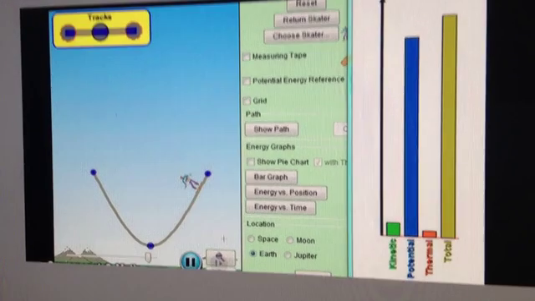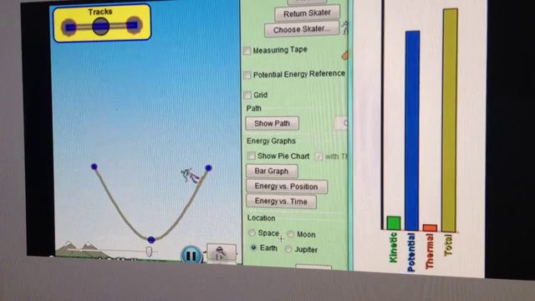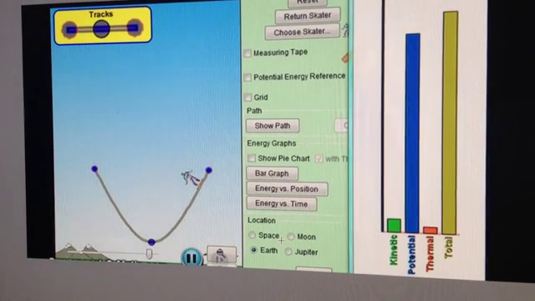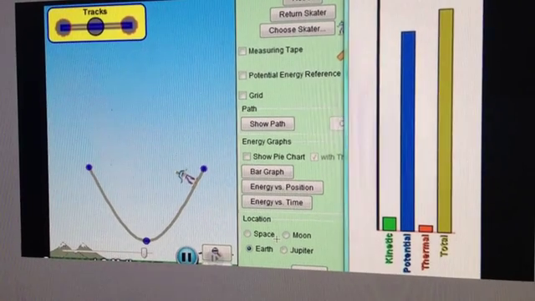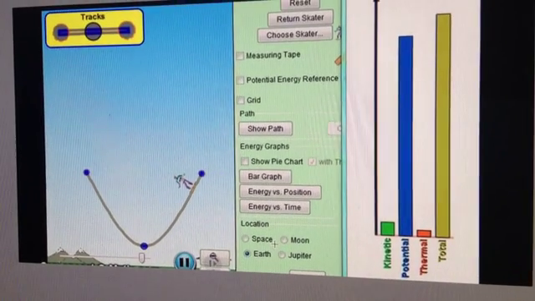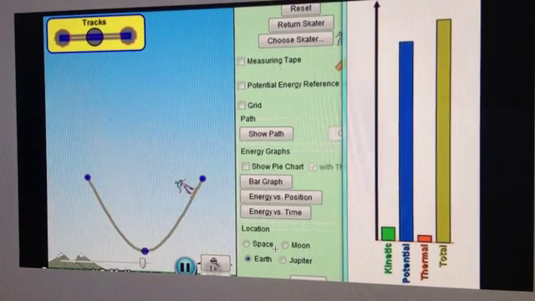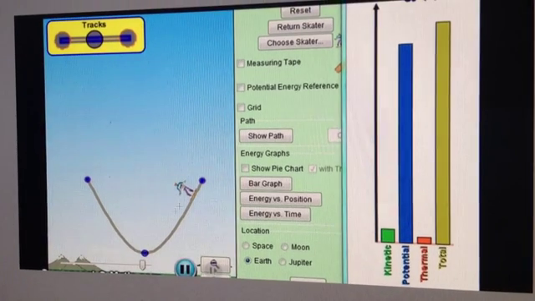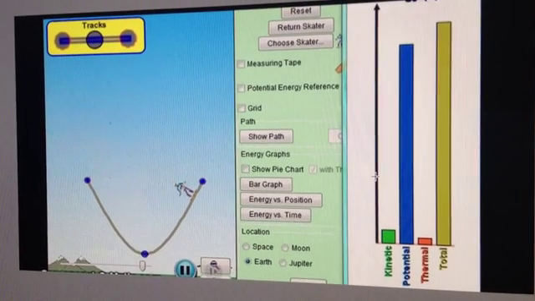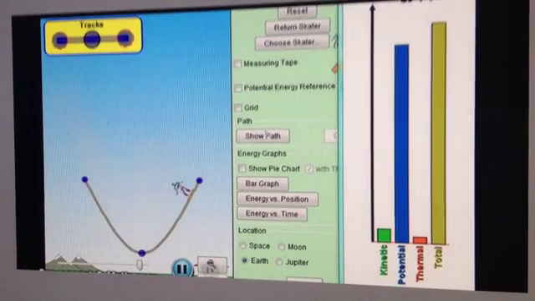So, one thing to consider is that kinetic and potential energy are correlated with each other. Well, they're not directly correlated, but they're oppositely correlated. So, if kinetic goes up, potential goes down. If potential goes up, kinetic goes down. And we can totally verify that with how the skater goes up and down the ramp and how the bar graph changes in response to the skater's motion.